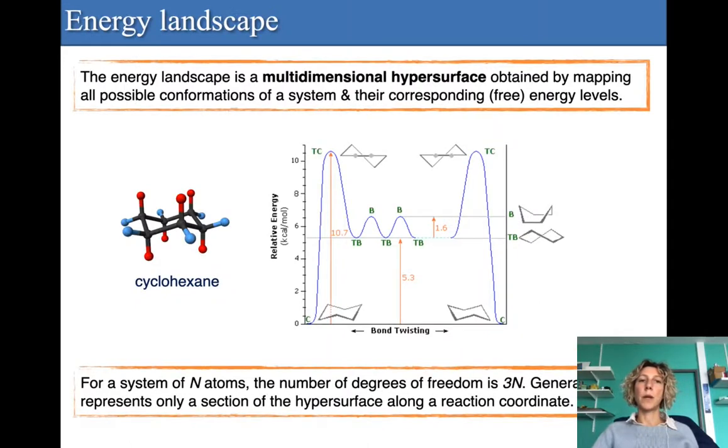So the energy landscape can be defined as a multidimensional hypersurface, which is obtained by mapping all possible conformations of a system and their corresponding free energy levels. So if we take the example of cyclohexane, which is a very small compound with a few atoms, we can simply define a collective variable, which is the bond twisting, and this will allow us to completely describe the energy landscape of the compound. So that's what's shown here.